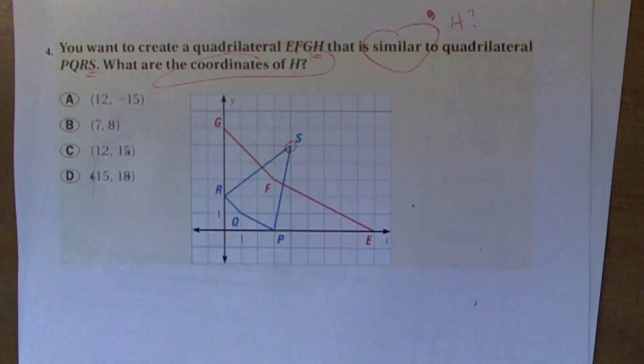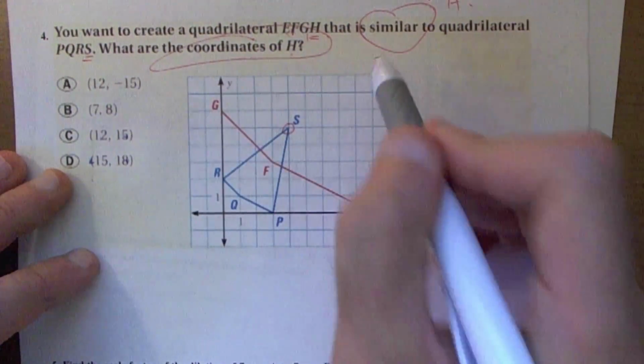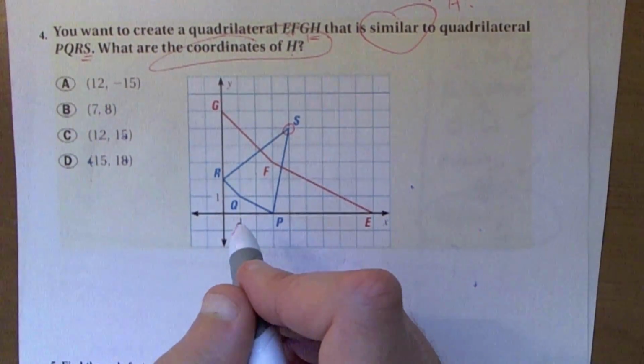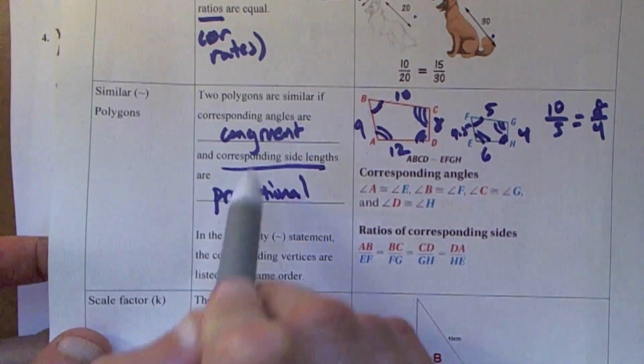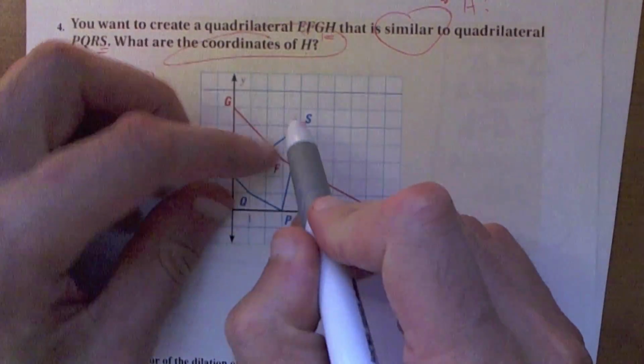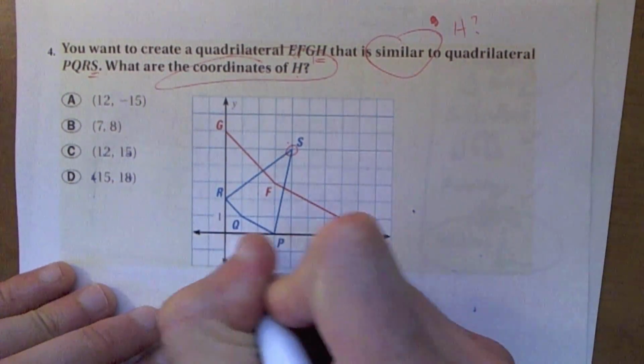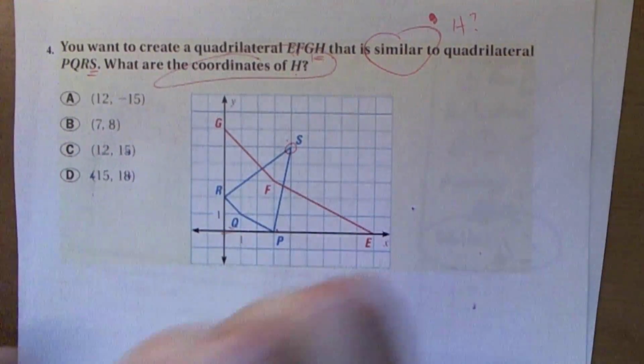Okay, so if you were having trouble, I want to create this to be similar to this. Remember the definition: if it was similar, all the angles would be congruent and all the sides would be proportional. So all I'd have to do is find the scale factor. How much am I blowing up the blue to get to the red? Now I can't tell from S to H because H is off the page, but if I look at P, look at P's coordinates here.